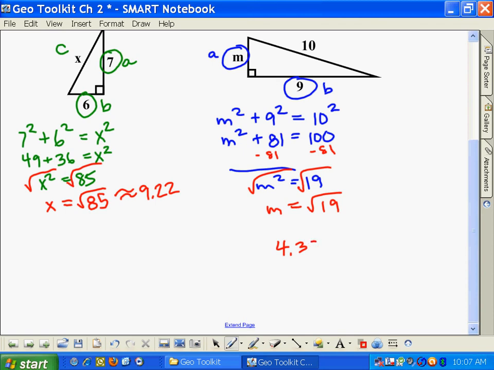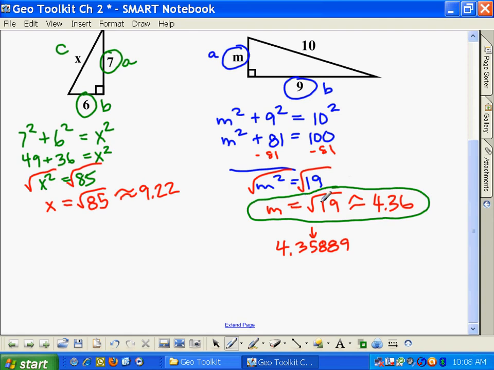4.35889, etc. So rounding off to two places, the 5 is in the second place, the hundredths spot. Will this 8 make the 5 stay the same or round up? Well, it makes it round up. So it's going to be approximately 4.36. Either of these two answers would be acceptable, but it's exactly the square root of 19, and it's approximately 4.36. So that's how you do the Pythagorean theorem.